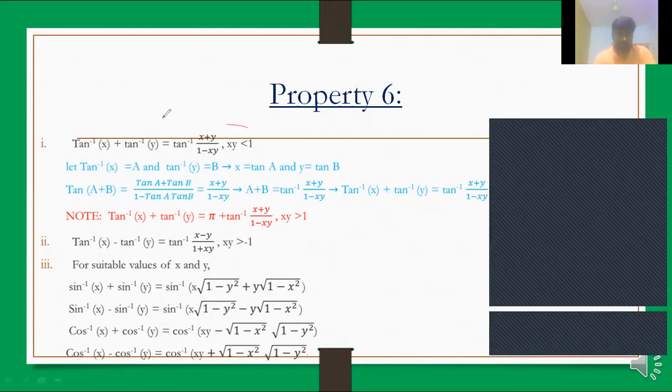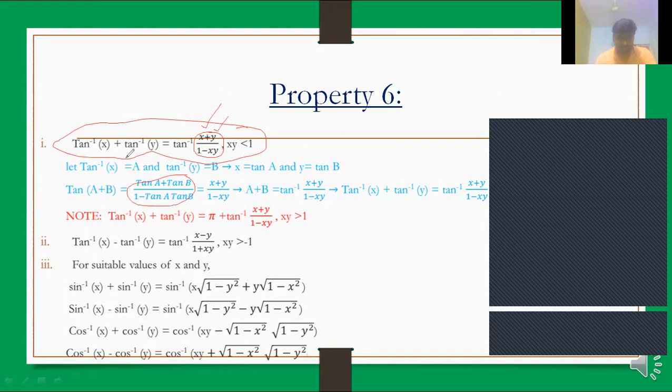Tan inverse of x plus tan inverse of y has the formula tan inverse of x plus y by 1 minus xy. For everything, the proof is there, don't worry. This formula has come from tan a plus tan b by 1 minus tan a tan b, which is the formula for tan of a plus b. From that formula only we obtain this formula. Just have a look at that.